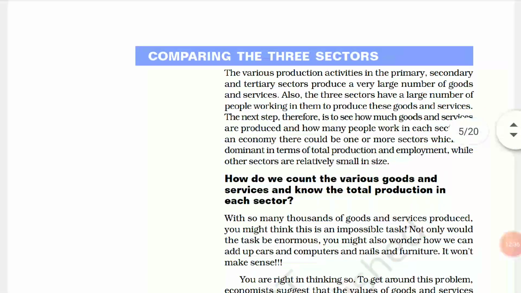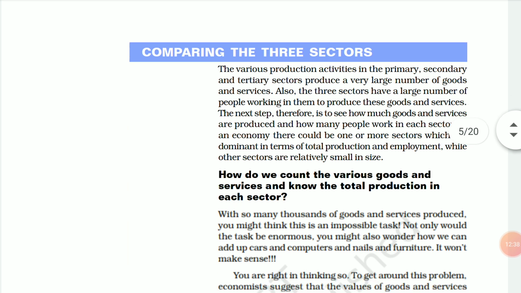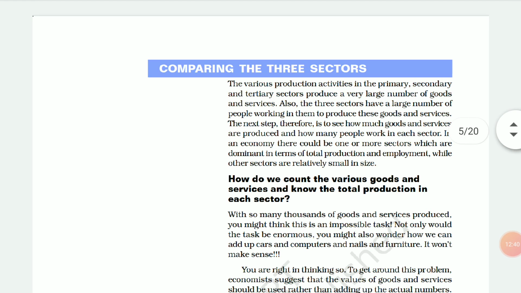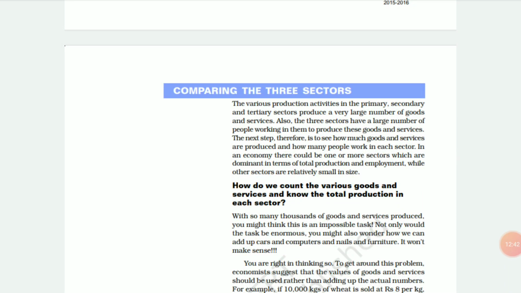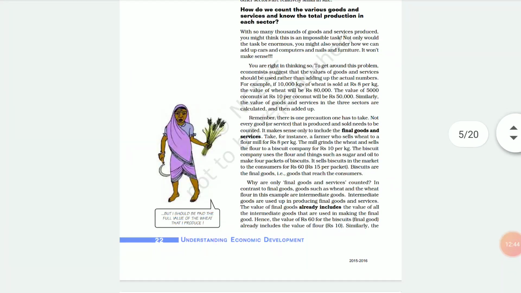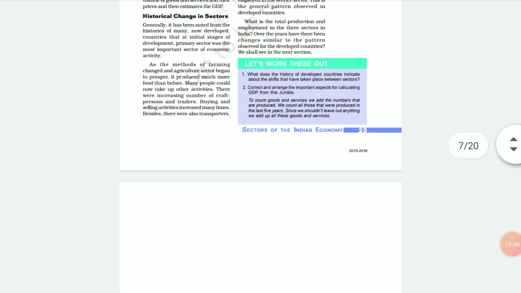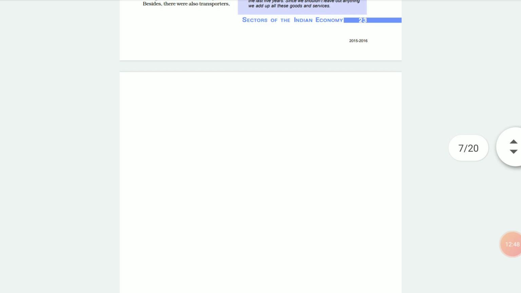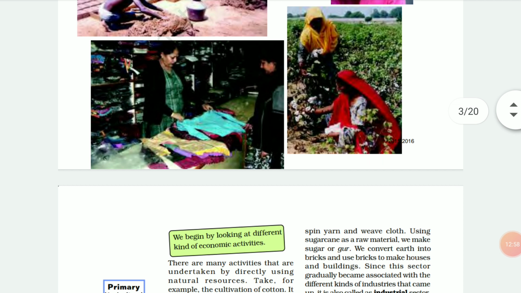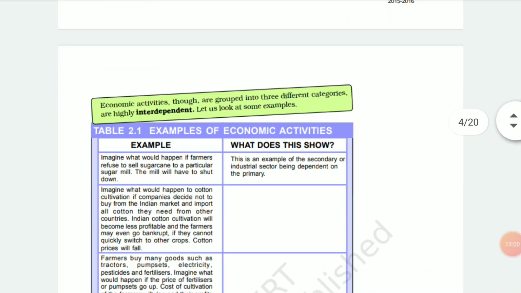Now let us see your next topic, that is comparing the three sectors. So if you compare all these three sectors of economy, what will you see? Basically see how they are interdependent. कैसे ये लोग आपस में एक दूसरे पे कितने ज्यादा डिपेंडेंट हैं. All this we will be reading today. Okay, but before that you have to do the activities that I have said you in your copies.